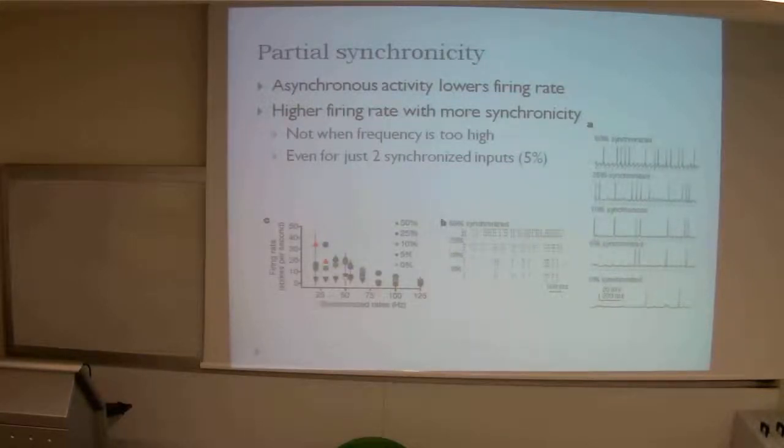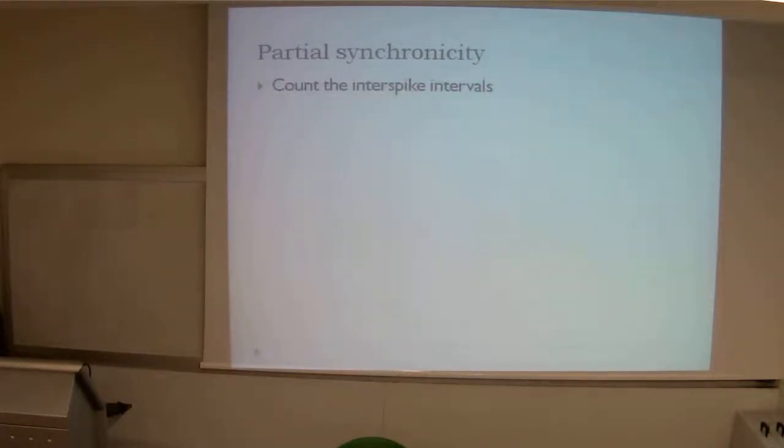And you can also notice that there's a lot of effect even if you have just 2 synchronized inputs. Only 5% of the inputs of this DCN cell, and you still get some synchronized activity. On the right, you can see that there's a difference between 5% and 0% synchronized. So even a little bit of synchrony can have a real effect on the DCN cell. So now one thing we're going to look at is the interspike intervals.